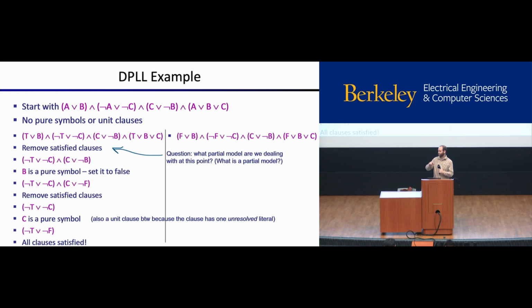Okay. Oh, yep. So the reason we set it to false when it's negative and true when it's positive is we want C or not B to be true. How can we make that true? Well, we have a convenient way to make not B true. We can make not B true by making B false. If B is false, then not B is true. We want things to be true if we're looking for an assignment of values to variables that makes the whole sentence true.